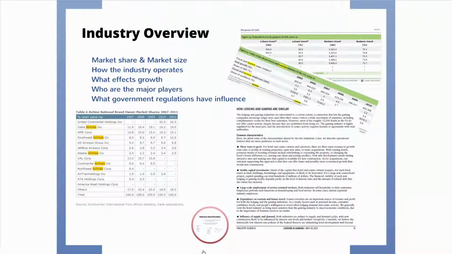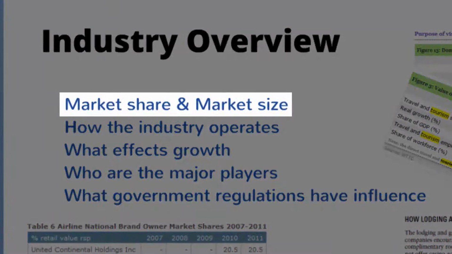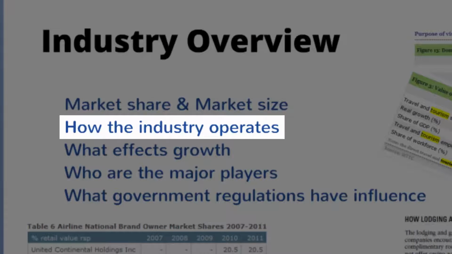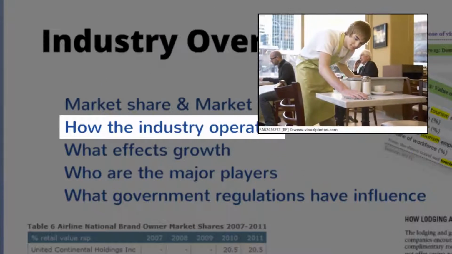So within this context of industry analysis, we're going to look at the facets of information that you'll find when you start to look at these industry overviews and market report overviews. Once you start to look at the industry overview, you look specifically at the market share and market size, how the industry operates. In restaurants, it's all about new menu items and table turnover. You want people to come in, eat, finish, and then get out so you can refill that table.